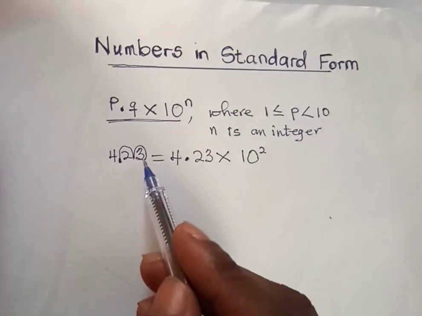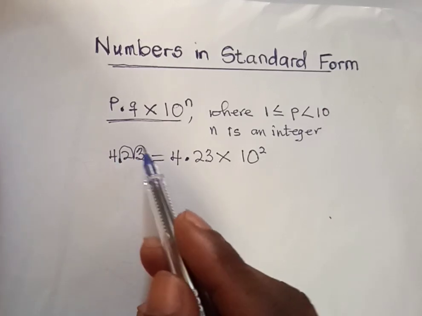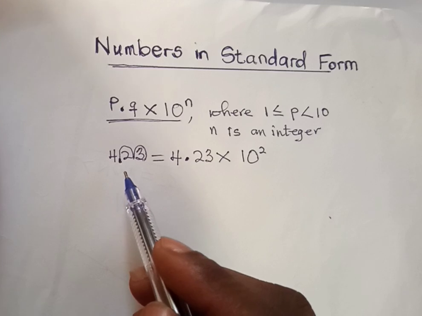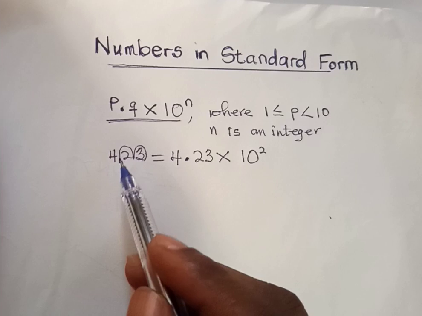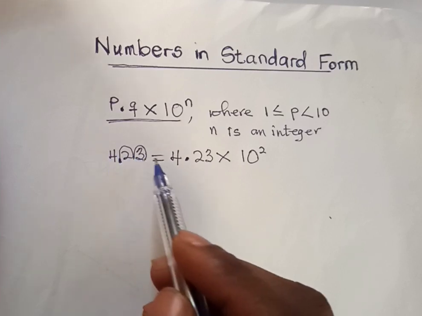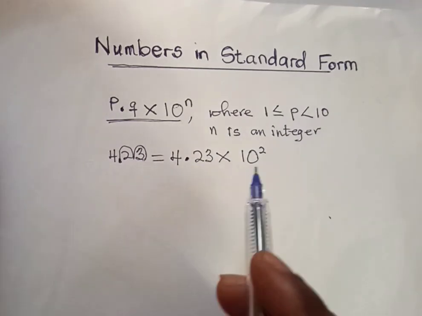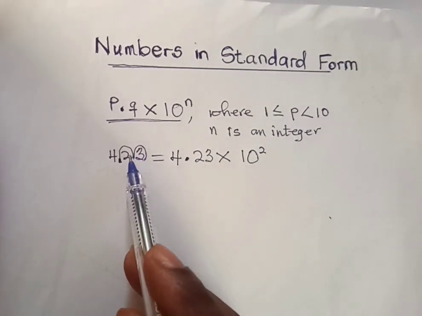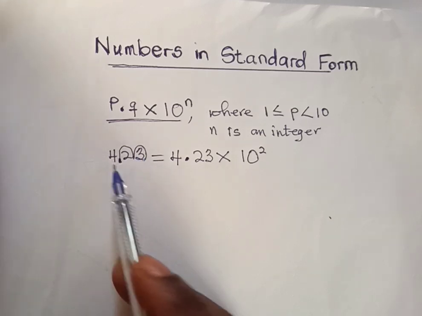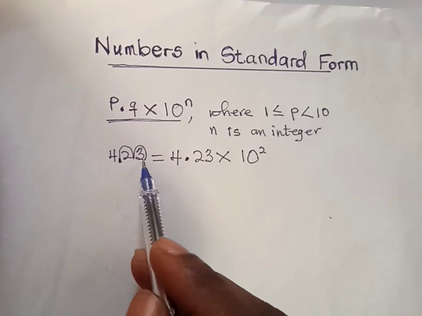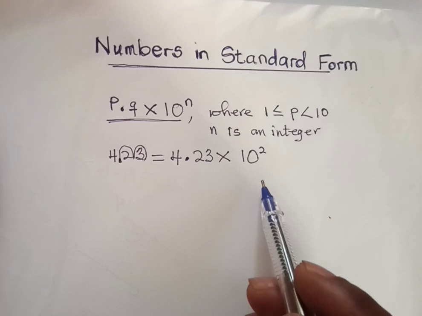Why? Whenever you are moving to the left side, your n becomes positive. But when you are moving from the left to the right side, your n becomes negative. So this time it is positive because we moved from right to left. Sorry, yes, this time we moved from right to left. That's why we are getting positive. Have you gotten that?